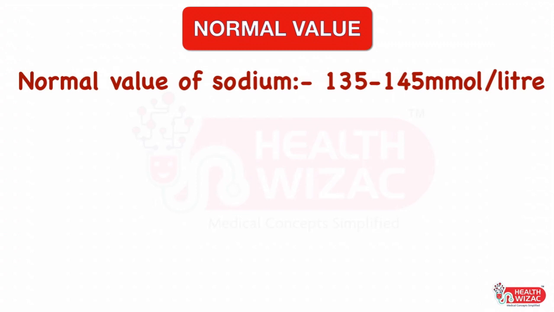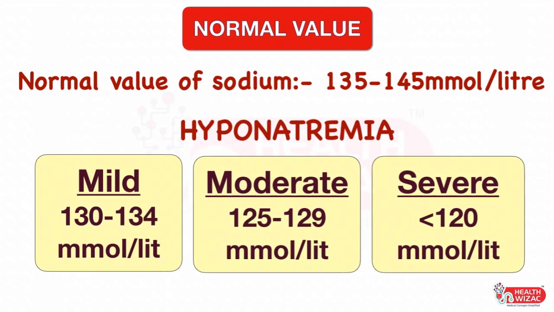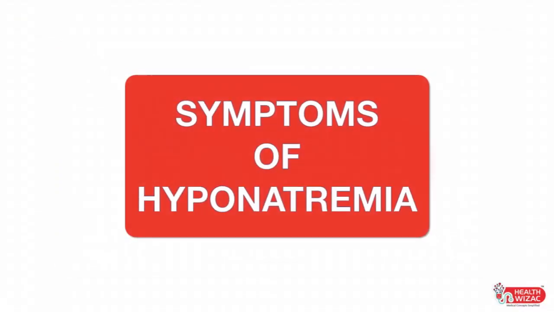Depending upon the plasma sodium concentration, hyponatremia or low sodium can be divided into three categories: mild, that is between 130 to 134 millimoles per liter, moderate between 125 to 129 millimoles per liter, and severe, that is below 120 millimoles per liter. Symptoms of hyponatremia.